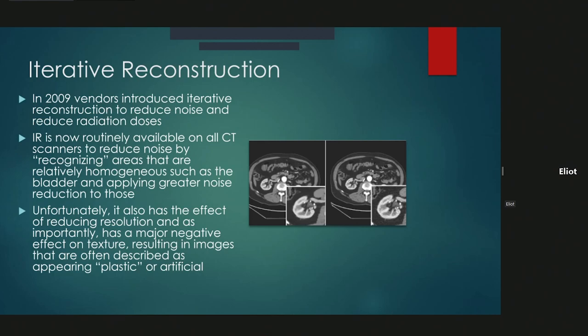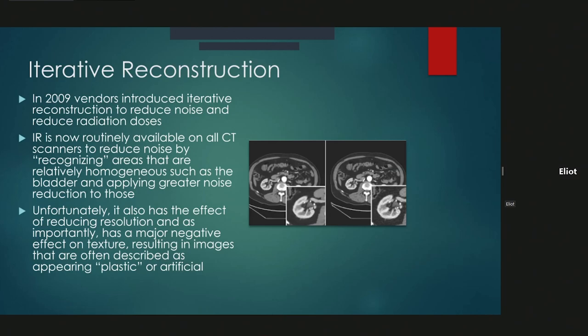Unfortunately, while it allows reduction of noise that's fairly significant, it also has the effect of reducing resolution. And as importantly, or perhaps more importantly, has a major negative impact on texture. And so you end up getting these images that are described as sort of artificial looking or plastic looking. And that destruction of texture information has been a major challenge associated with iterative reconstruction.